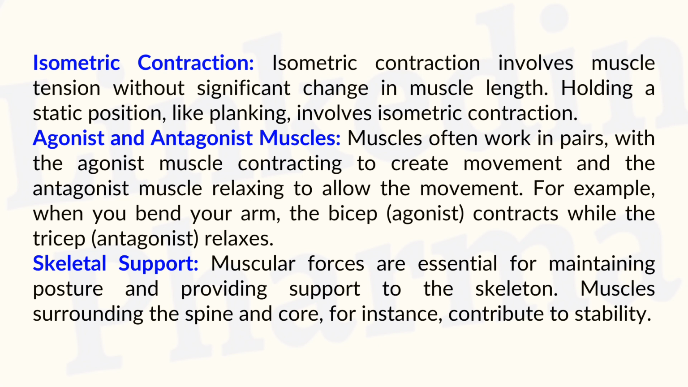Agonist and antagonist muscles. Muscles often work in pairs, with the agonist muscle contracting to create movement and the antagonist muscle relaxing to allow the movement. For example, when you bend your arm, the bicep agonist contracts while the tricep antagonist relaxes. Skeletal support. Muscular forces are essential for maintaining posture and providing support to the skeleton. Muscles surrounding the spine and core, for instance, contribute to stability.